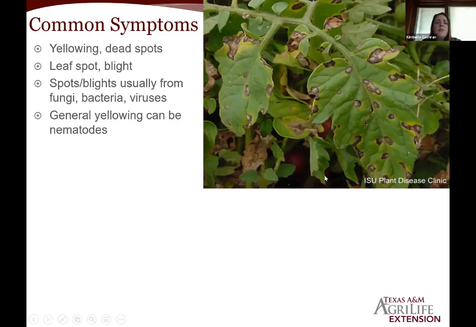All right, so what are some common symptoms? I see a whole lot of yellowing and dead spots, especially leaf spots and blight. Leaf spots and blights usually occur due to fungi, bacteria, and viruses. General yellowing, though, can be nematodes or nutritional disorders, for example.